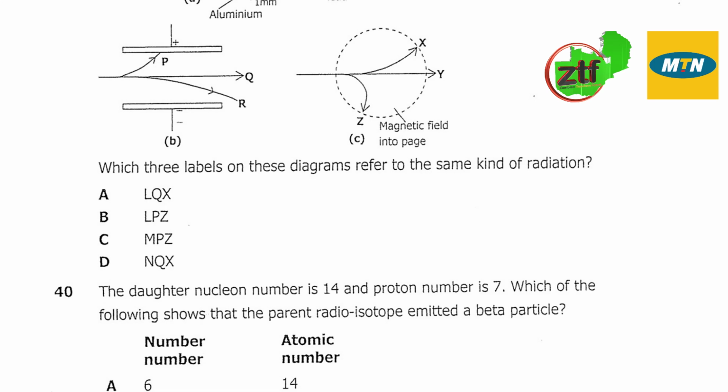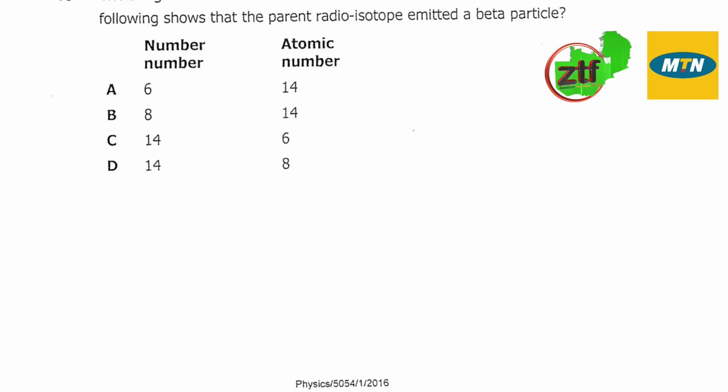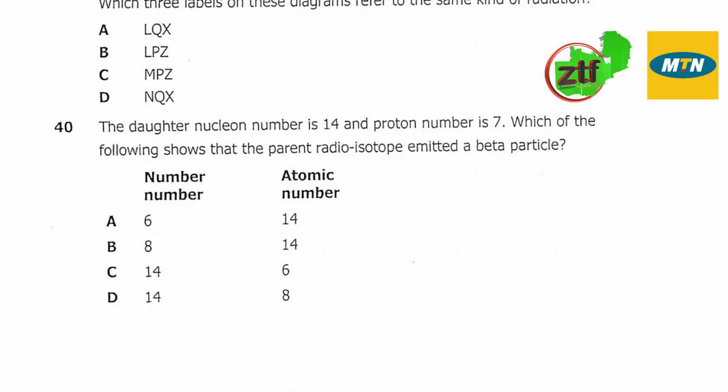Well, viewers, we can move on to the last but not the least in this session, which is question 40. The daughter nucleon number is 14 and proton number is 7. Which of the following shows that the parent radioisotope emitted a beta particle? That is the question.